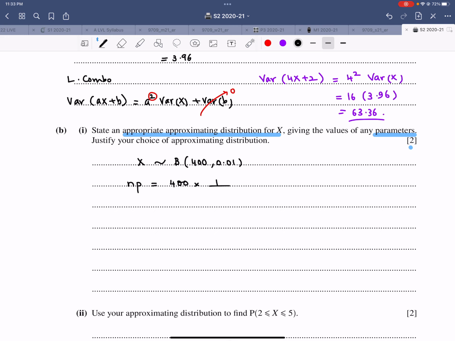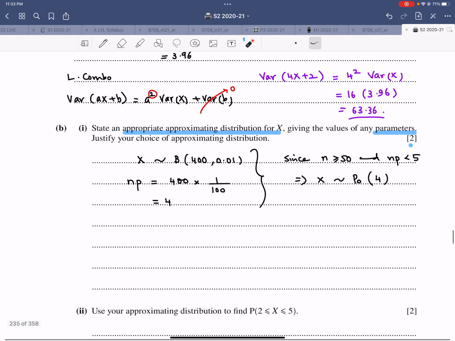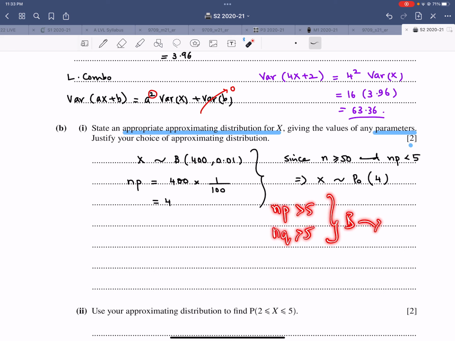Now what is the justification? Since n is greater than or equal to 50 and np is less than 5, therefore x, which is binomial, becomes a Poisson distribution with mean 4. That is the justification, that is the working. So the litmus test is this value of np. If np were greater than 5 and nq were greater than 5, then binomial would actually become normal, as in this particular question.